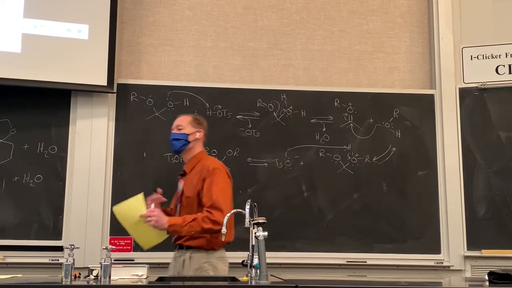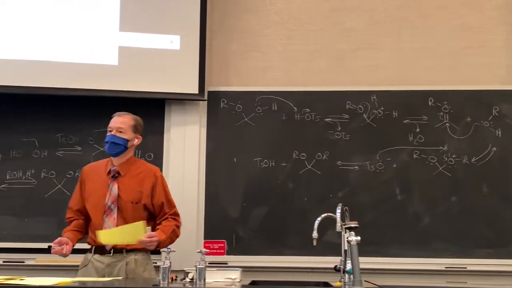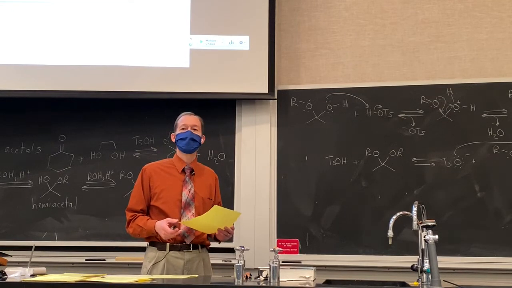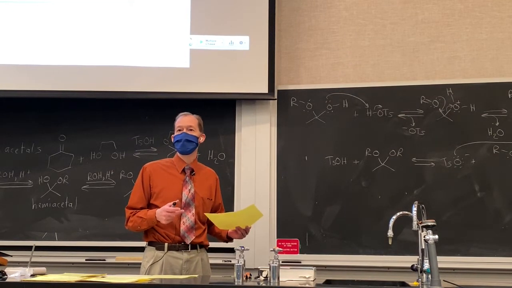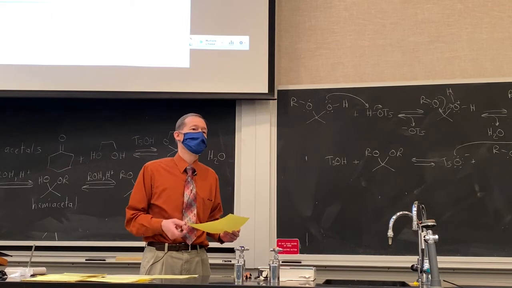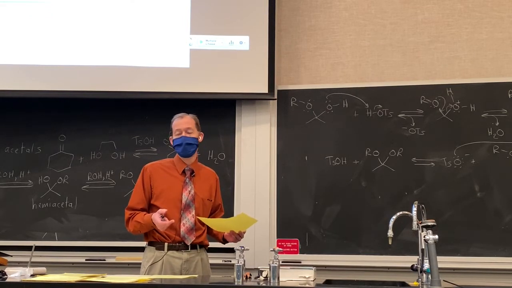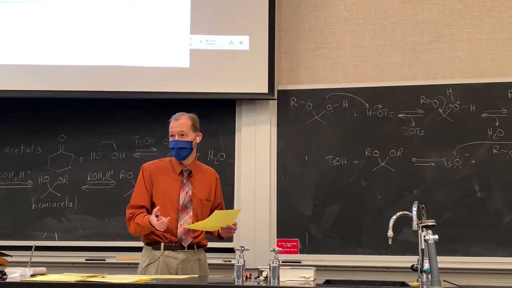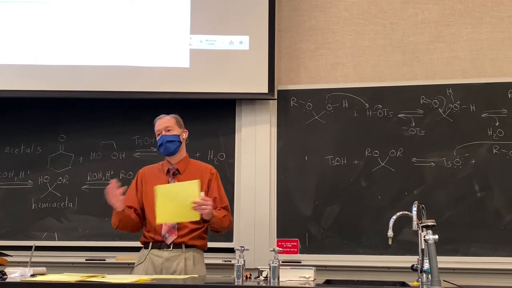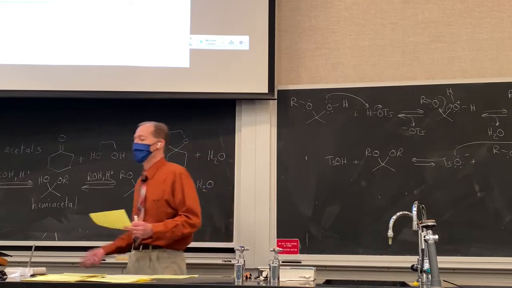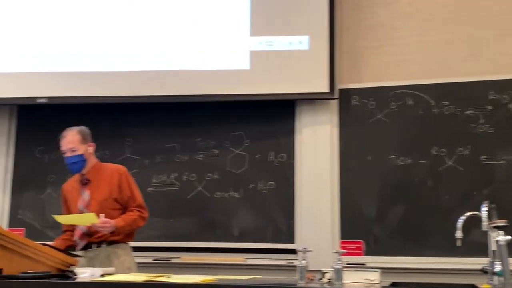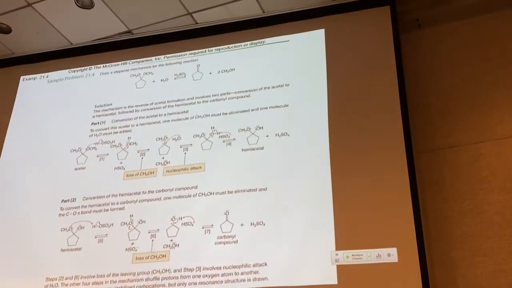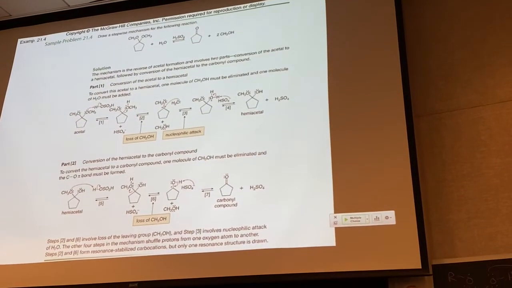So because this is an equilibrium, we can reverse the process, meaning we can take an acetal and treat it with an alcohol in the presence of a strong acid, or not an alcohol, water. We can treat it with water in the presence of a strong acid, and we can hydrolyze the acetal and generate an aldehyde or a ketone. This sample problem asks you to draw a mechanism for that, and we should be able to draw the mechanism.